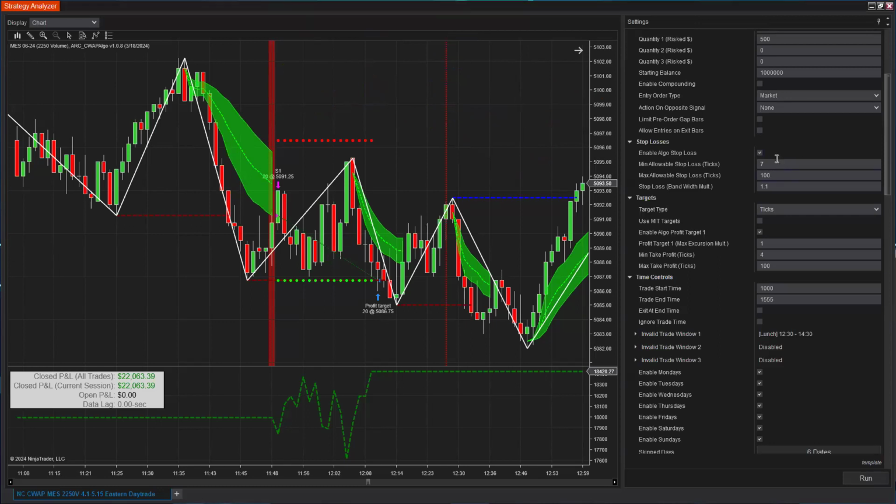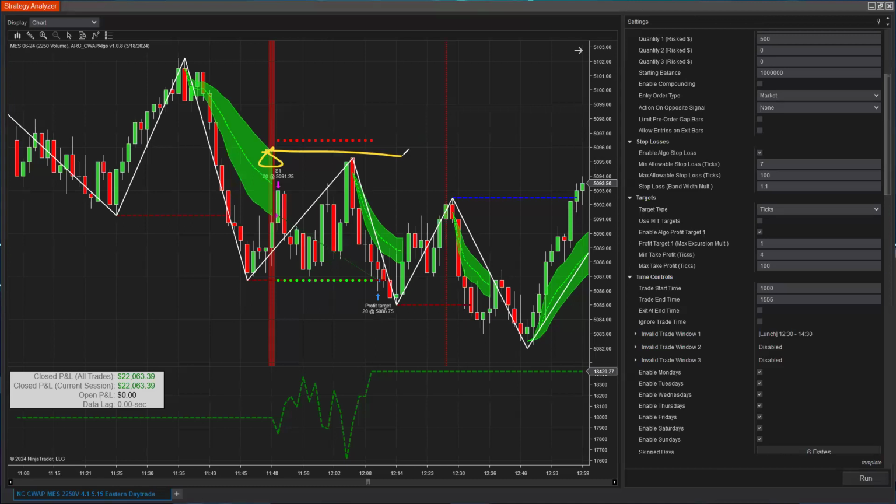Okay, so if you enable the algo stop loss, it's going to use the other edge, as we talked about, as your stop level. This is going to be a 1. If you go 110, 1.1, it's going to be right there. It's 110%. If you go 0.75, that would be like in the middle between the midpoint and the far edge of the channel. Okay, so that's what that does.